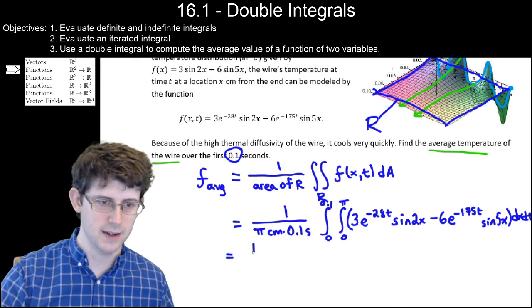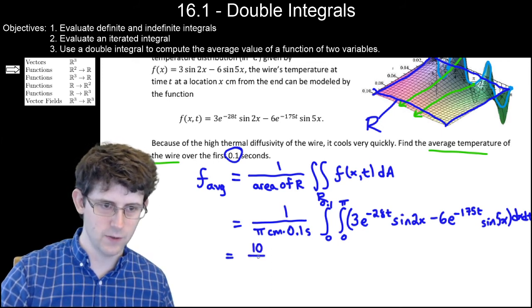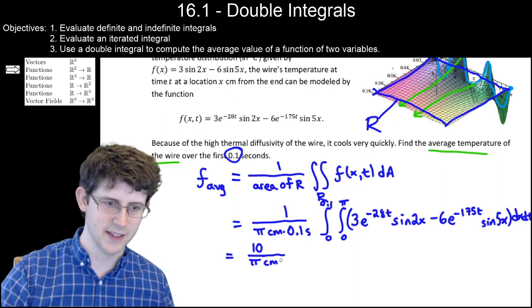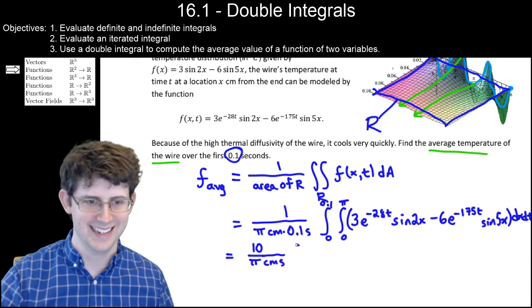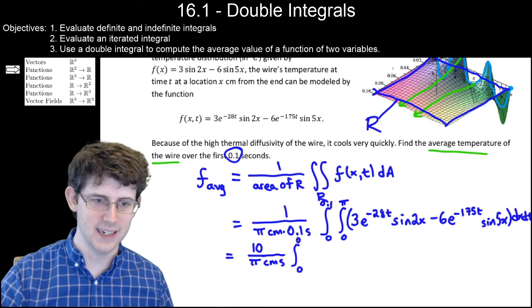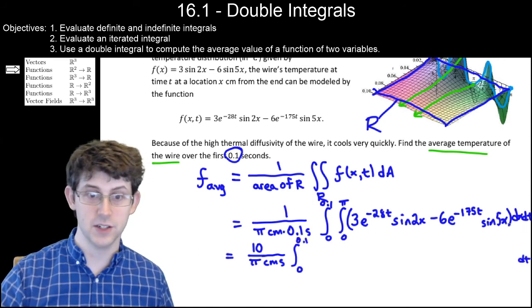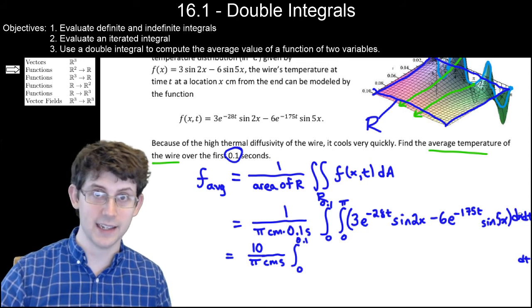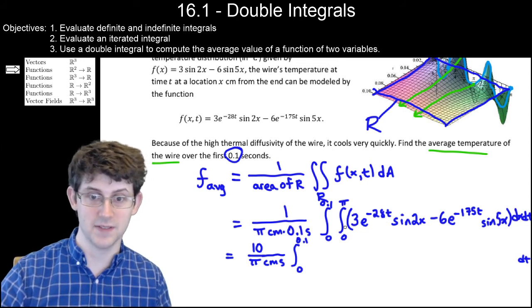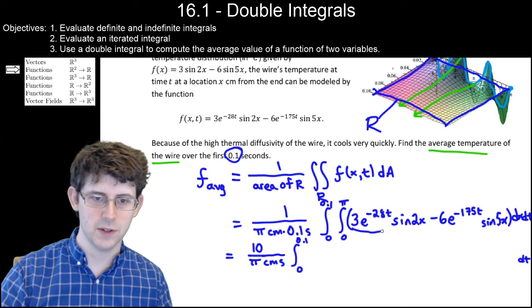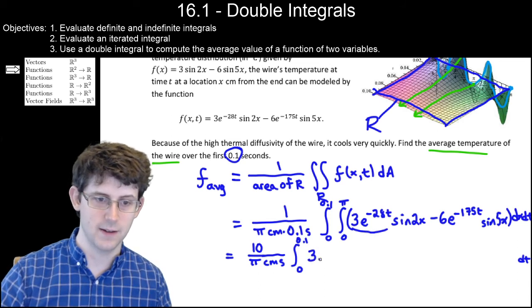So let's do it. I'm going to have 10 over pi, oh dear, centimeter seconds are in the denominator. The outer integral I'll put off until later. The inner integral I can just do right now. So I'll take the integral with respect to x of this function. All these things with no x's in them are constants.